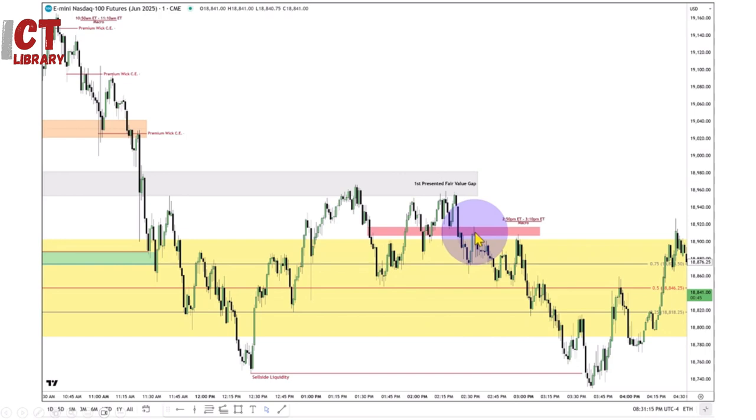And right in here hits it, starts to work lower, and one more time, but during a macro, 2:50 to 3:10, hits the first presented fair value gap. Tongue twister. I'm not going to edit any of this stuff out. Hits the first presented fair value gap of the afternoon opening range, which is 1:30 to 2 o'clock.